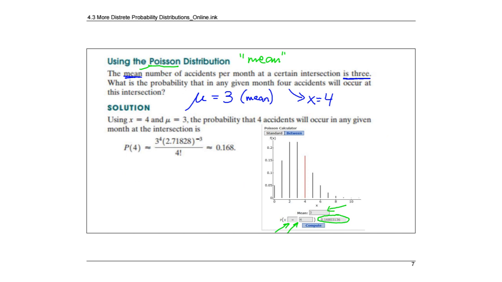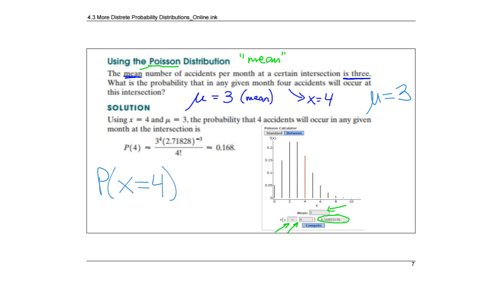All right, so this problem says the mean number of accidents per month at a certain intersection is 3. Sometimes it says is about. That's okay too. So they literally gave me the mean. That tells me that I'm in a Poisson distribution. It says, what is the probability that in any given month 4 accidents will occur at this intersection? So we want the probability that x is equal to 4.